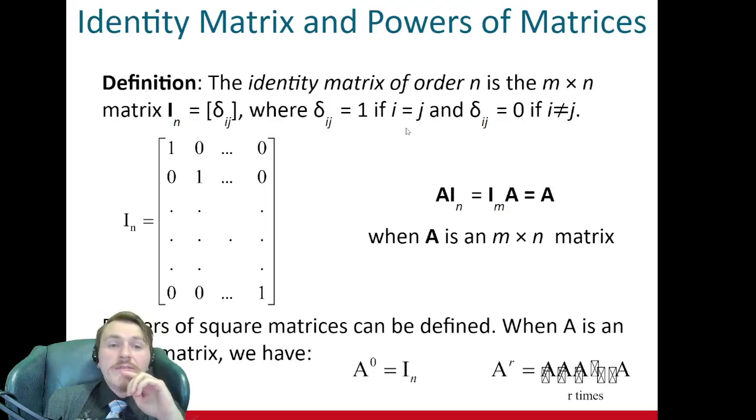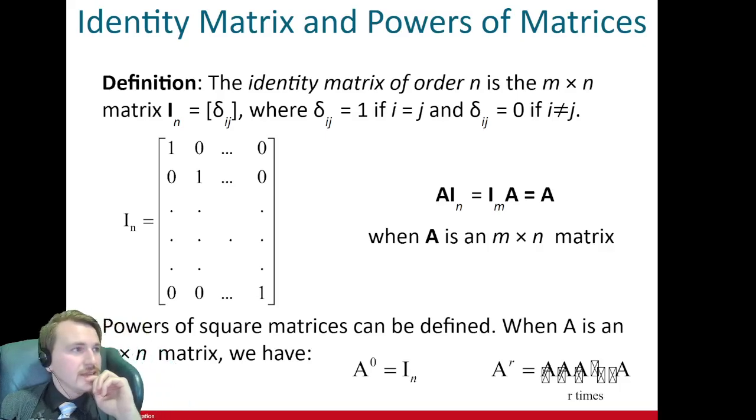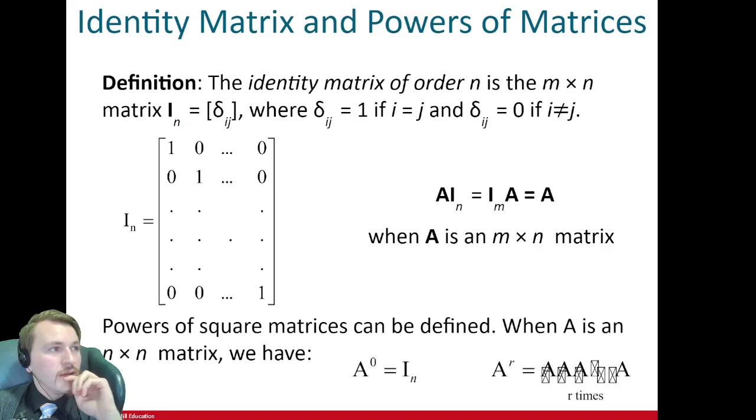There is a very useful matrix to know about. It's called the identity matrix. And the identity matrix is, I wonder if I could get this to move over. I don't know. I'll just move over for now. The identity matrix is this.